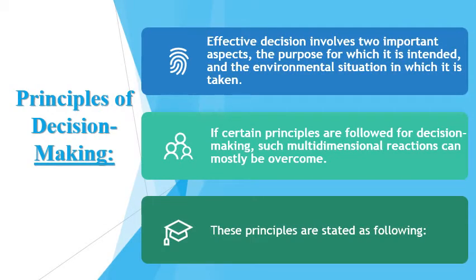Principles of decision making. An effective decision involves two important aspects: the purpose for which it is intended and the environmental situation in which it is taken. If certain principles are followed for decision making, such multidimensional reactions can mostly be overcome. The principles are stated as follows.